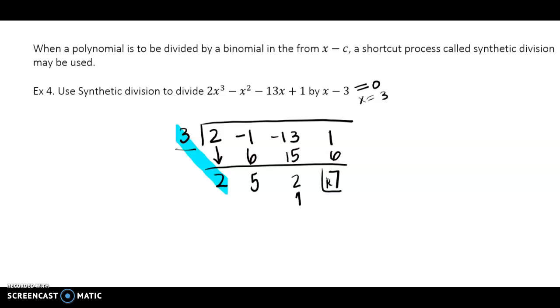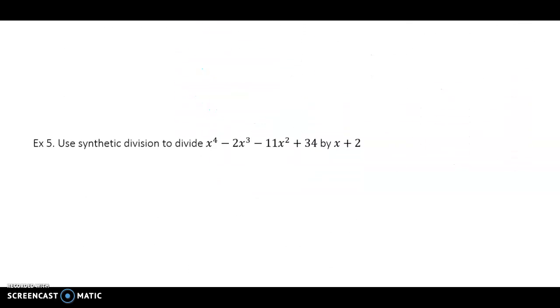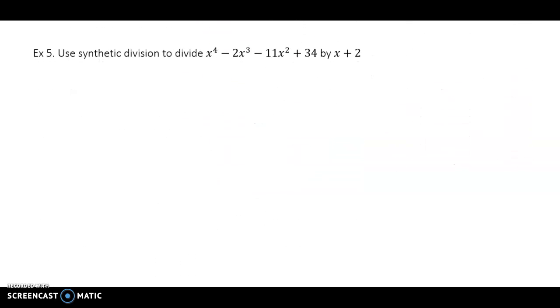And then this is going to be your constant, the x, and then the x squared. So you could rewrite this. You just divided it. It's 2x squared plus 5x plus 2, and then plus 7 over what you were dividing by, x minus 3. All right, let's try one more. These take a while. They are quicker, but they take a while for you to realize what's happening.